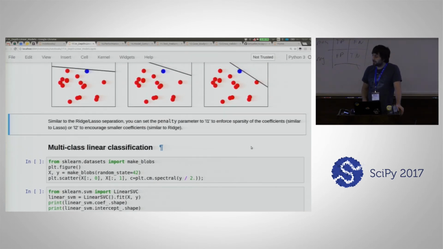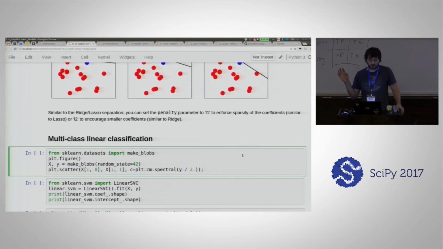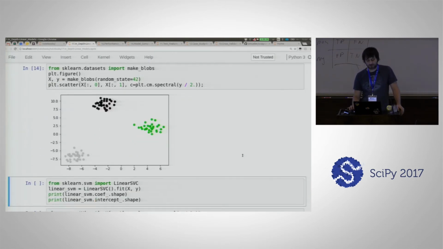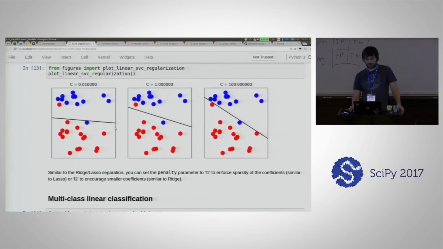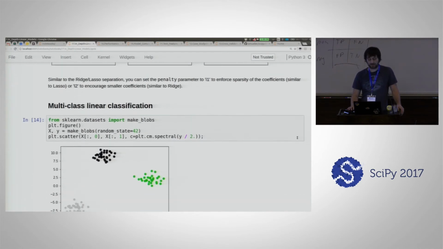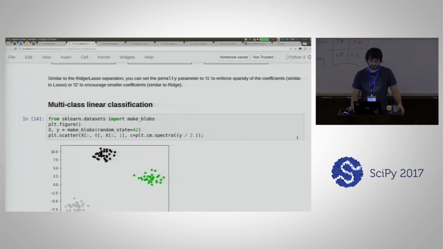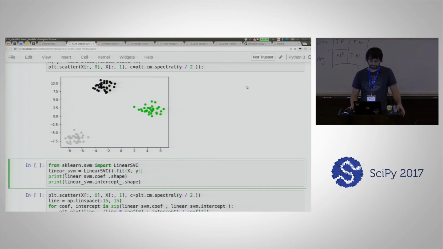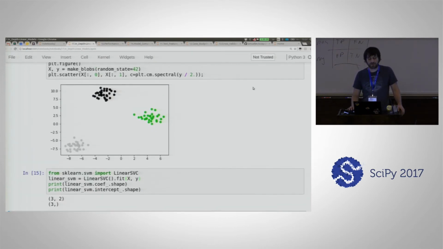Maybe a little word about how this works for multi-class classification. For binary classification, the formula is pretty clear. For multi-class, it depends a little bit on whether you use linear SVM or logistic regression. But in general, the intuition, which is mostly true, is that you build a model for each class versus the other classes.